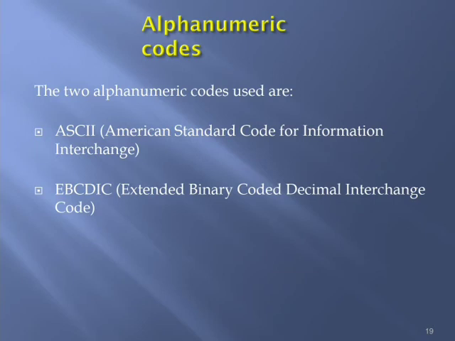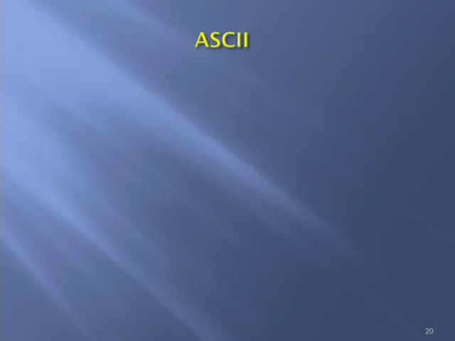So these are the two different types of alphanumeric codes, but at present we mainly use the first alphanumeric code, that is the ASCII code, American Standard Code for Information Interchange. So most computers nowadays use this ASCII alphanumeric code.